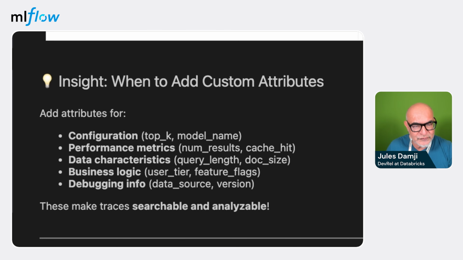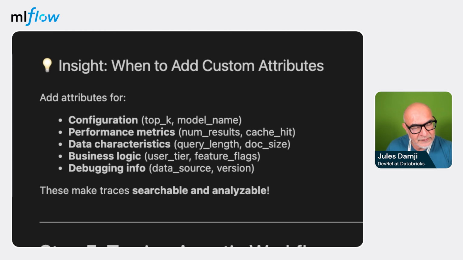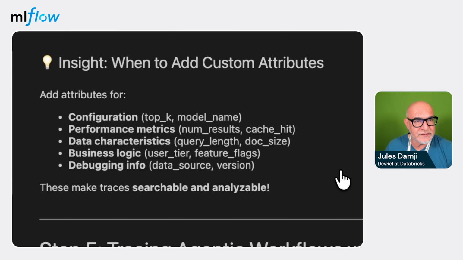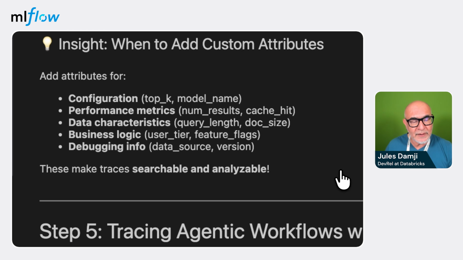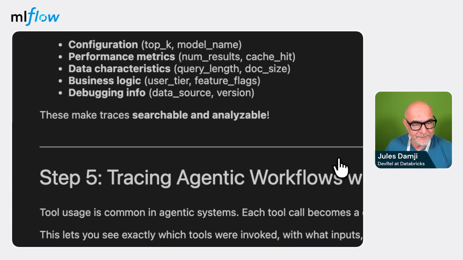There might be some business logic that you actually might want to capture, such as what tier level of that particular business logic. You touched upon some of the feature flags they might have. And more importantly, some debugging information, such as the version of the particular file or the data source that you used. Bottom line, traces are searchable and actionable if you have some custom attributes associated with them.